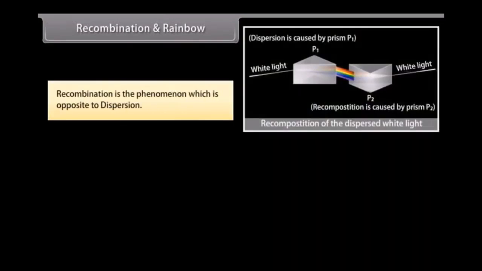Recombination and rainbow. Recombination. Isaac Newton observed that if he keeps 2 glass prisms parallel to each other such that one is inverted with respect to the other, then white light entering one prism gets split into 7 colors, which when falling on the other prism recombine to give white light again. This is termed recombination.